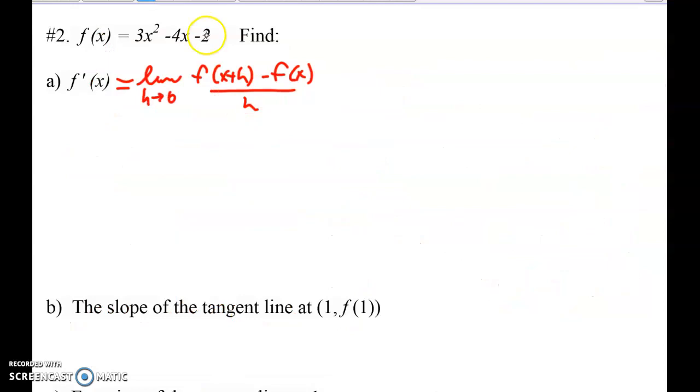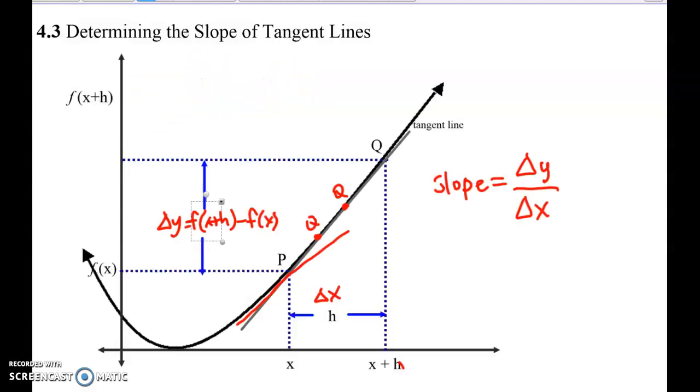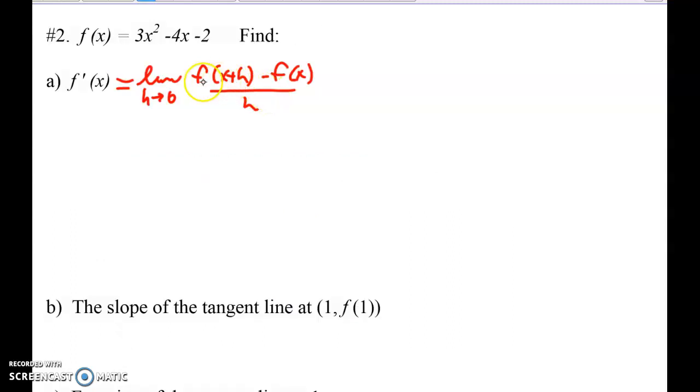Looking at number 2, we've got a new parabola here. This opens up. I'm sure you could sketch it out if you wanted to. What we're looking for is the derivative of this function. We're looking for the slope of any tangent line to it. And we find that by finding the limit as h goes towards 0 of, again, you can refer back to this very first drawing if you want to, f of x plus h, subtract f of x, all divided by h.